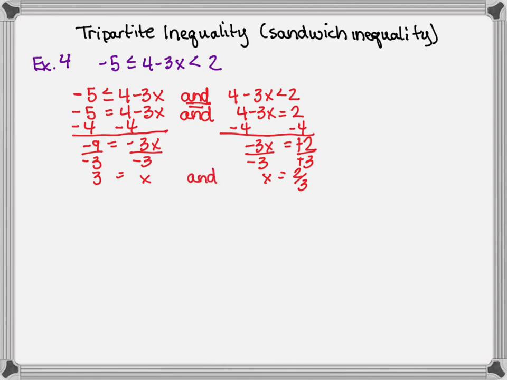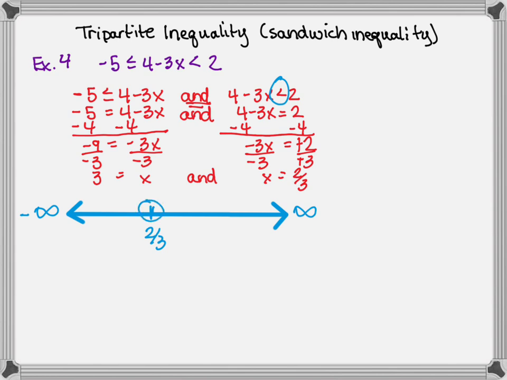Okay, so we'll draw our number line. I've got 2/3, and the 2/3 came from the inequality that was less than, so it gets an open circle. I've got 3. 3 comes from the inequality that had a less than or equal to, so it is included. It gets the closed circle.